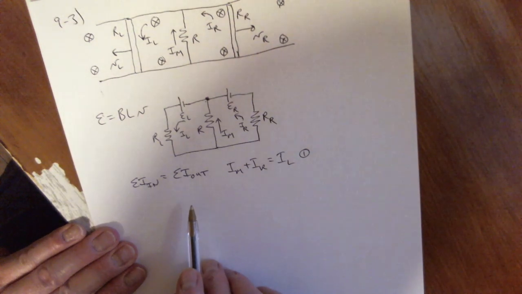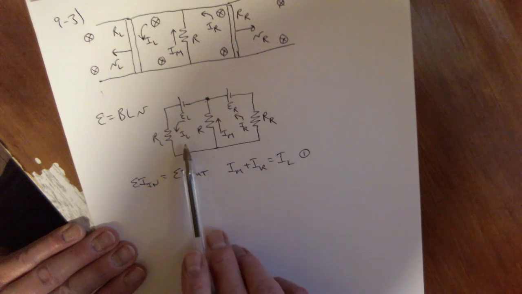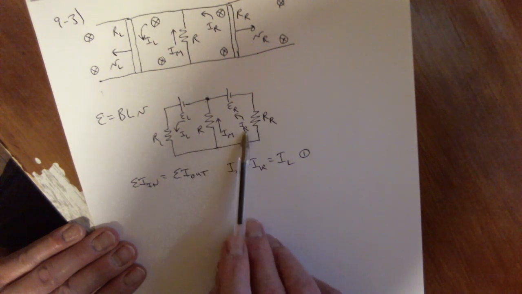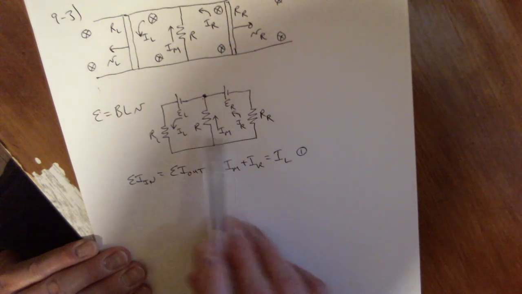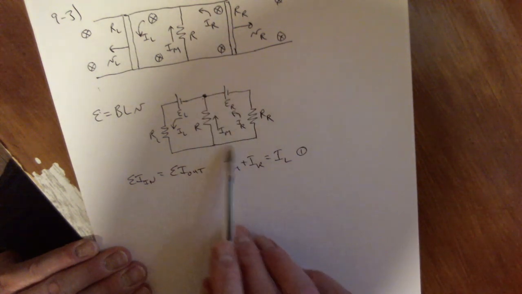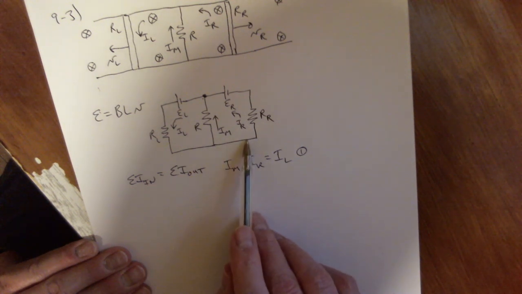The next two equations that I'm going to use to solve for, I need three equations to solve for the three unknowns, I left, I middle, I right. The next equation is a loop rule equation. I'll choose the right loop for this equation. So I'll start here and go clockwise, say.